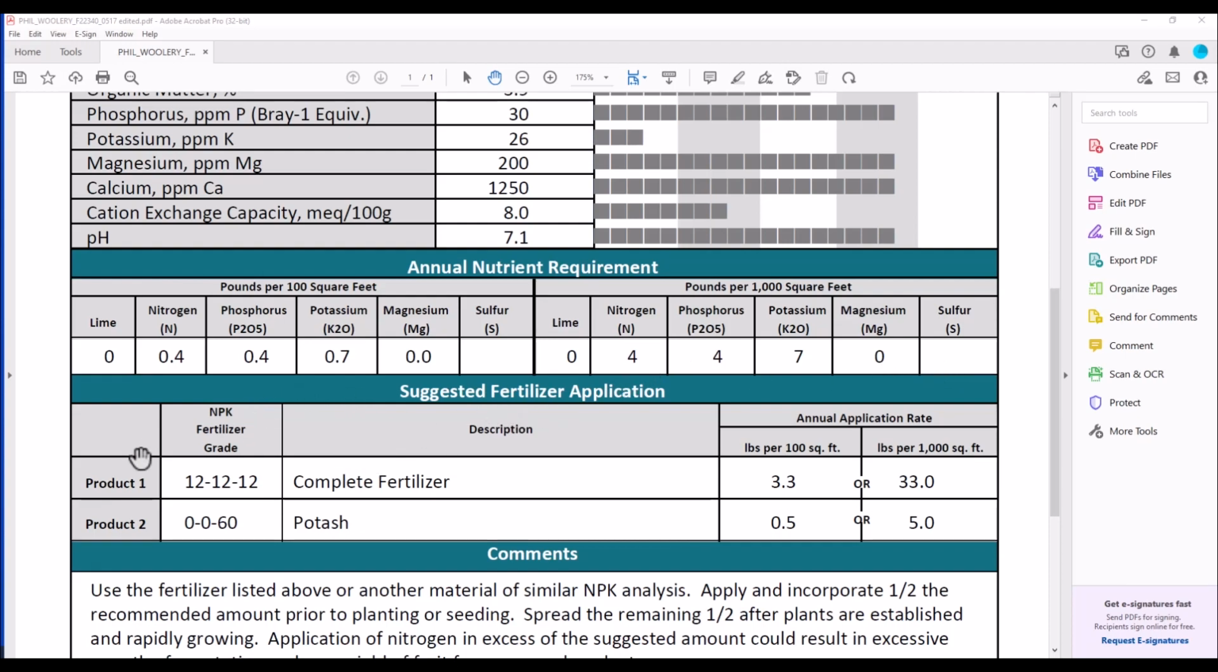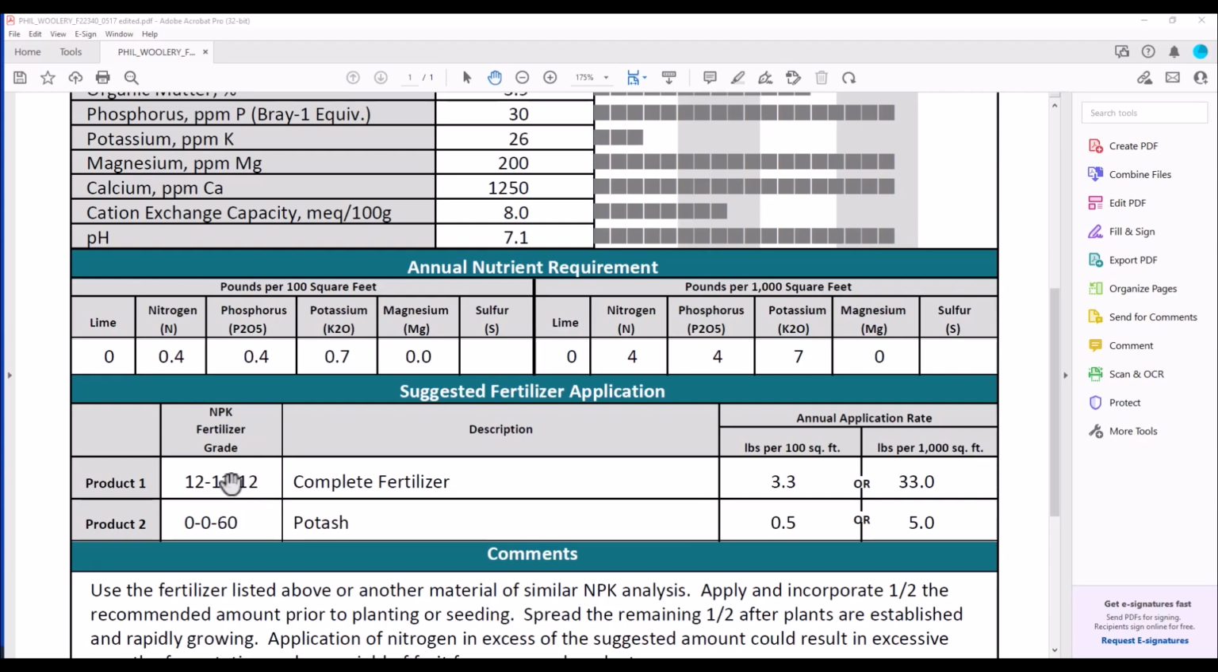Down here we've got some suggested fertilizer applications, and here we have this NPK, which stands for nitrogen, phosphorus, and potassium. Those are the three what we call macronutrients, the nutrients that the plant needs in the greatest amount. Not necessarily the most important, but what they need in greatest amount. So we have the three numbers here, and those correspond to nitrogen, phosphorus, and potassium. And this is all percentage. So in this fertilizer, it's 12% nitrogen, 12% phosphorus, and 12% potassium.